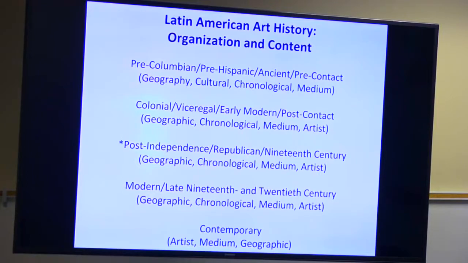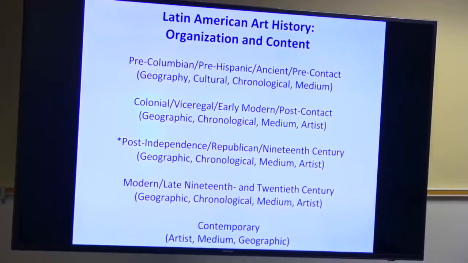That area tends to be organized first by geography. So you have Mesoamerica, the Andes, Central America. That's the first category. Then within each geographical area, it's divided by culture. For Mesoamerica, you have the Aztec and the Maya. For the Andes, you would have the Inca and the Moche or Chavin. Then there's a chronology for each culture, which is different, of course. And within that, you have the medium, whether it's metalwork or textile. So the ancient material is organized in this order.